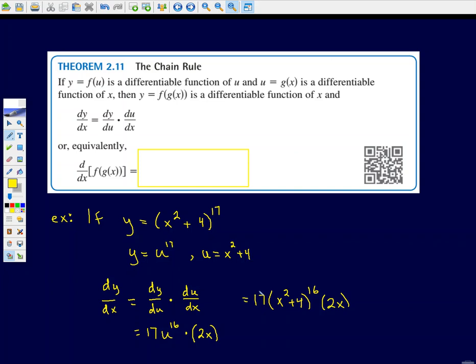So this is my derivative right here. There's some other ways we could write it, like 17 times 2x could be changed to 34x. That's all optional simplifying. But then we definitely cannot bring anything inside of the 16th power. So here would be an alternate way to write it.